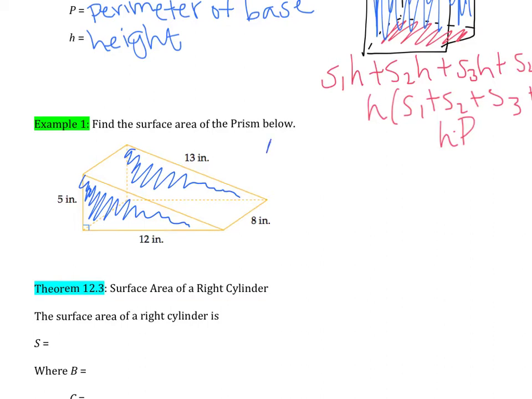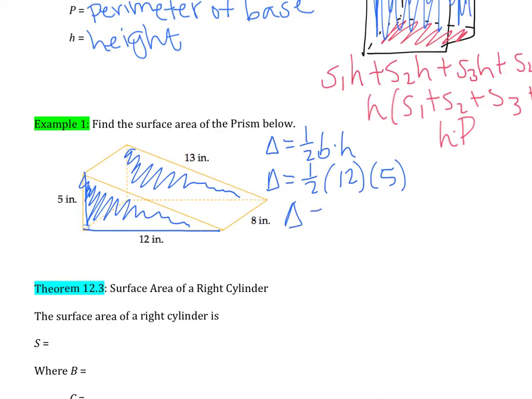I know that the area of a triangle is equal to 1/2 base times height. In this triangle right here, I know that the base is 12 and the height is 5. So the area of that triangle is going to be 1/2 times 12, which is the base, times 5, which is the height. I know that 12 times 5 is 60, so this is going to be 1/2 of 60, which is 30. But that's only one triangle. I need both triangles. So 2 times the area of the triangles is going to be 60. The area of the two bases is 60.